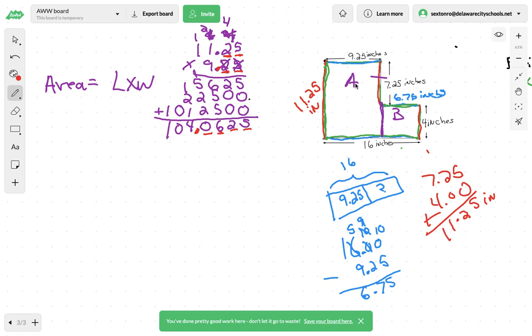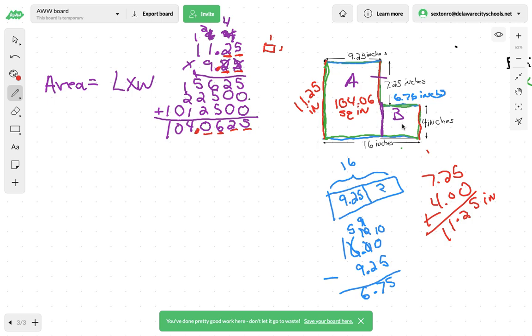So my answer for the area of A is going to be 104.06 square inches, right? Because that's square inches. That means that if I had little squares that were 1 inch by 1 inch, 104 whole ones would fit in there, and a little sliver, 6/100th of another, would fit to fill this whole space in those squares, right? That's what area means. But now I got to find B.